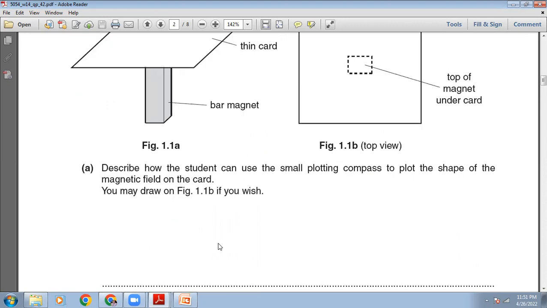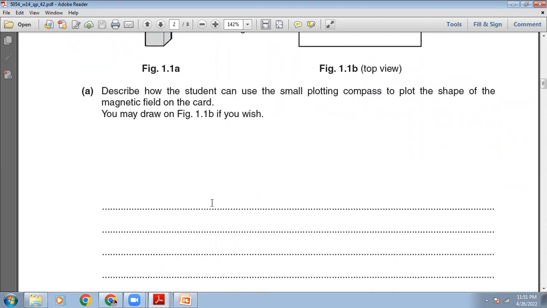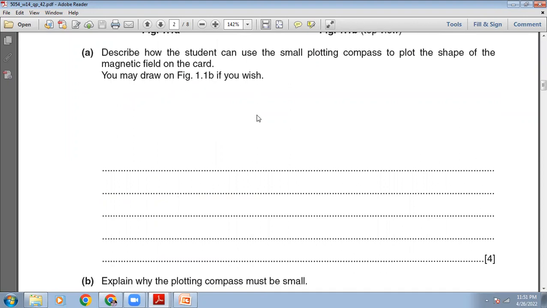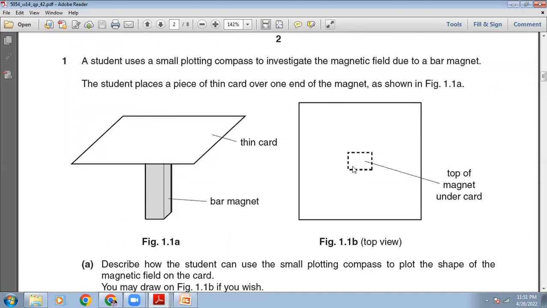Describe how the student can use the small plotting compass to plot the shape of the magnetic field on the card. You may draw on Figure 1.1b if you wish. It's a 4-mark question. So this is basically the boundary of the end of the bar magnet. I will place a plotting compass here. Wherever the pointer of the compass points, I will put a dot on the paper, coinciding with the head of the pointer, and one dot I will put on the tail side.